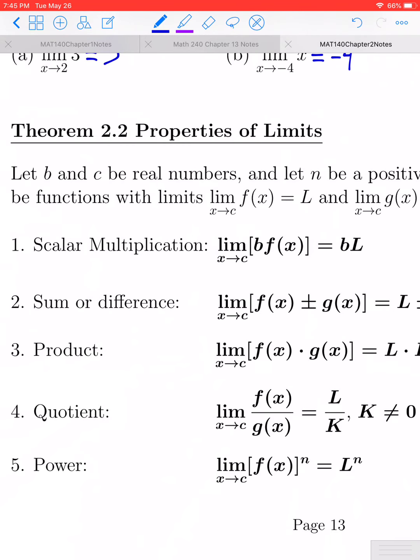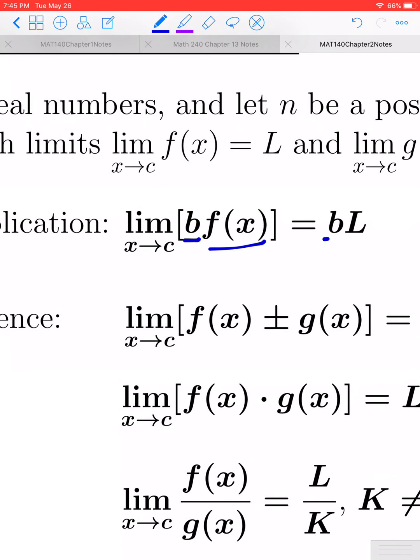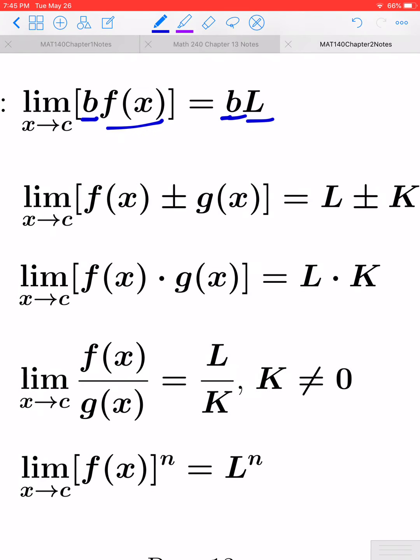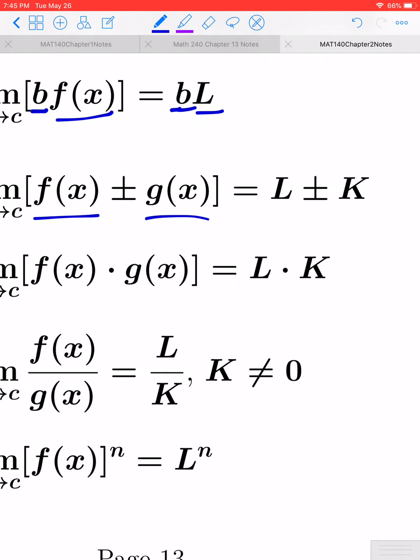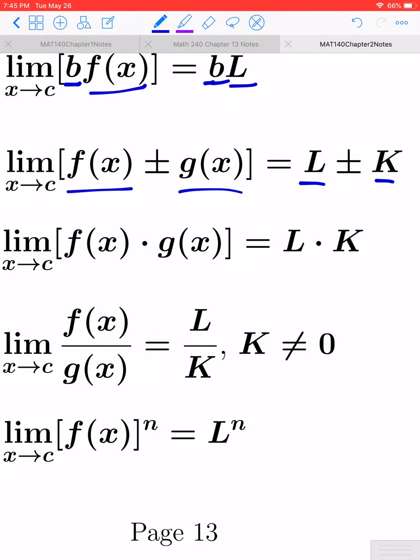Then the following limit rules hold true. The first one is scalar multiplication. If we're looking at the limit of a constant times a function, then it's simply going to be that constant times the limit of the function. If we want the limit as x approaches c of the sum or difference of two functions, then the overall limit will just be the sum or the difference of the individual limits. The limit as x approaches c of the product of the two functions will be the product of the limits, L times k.